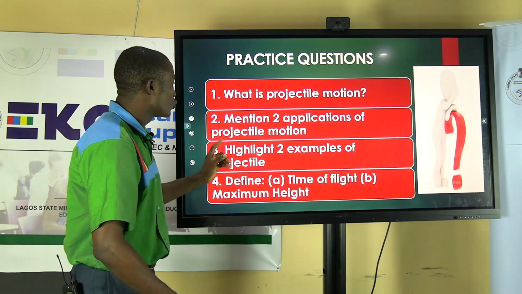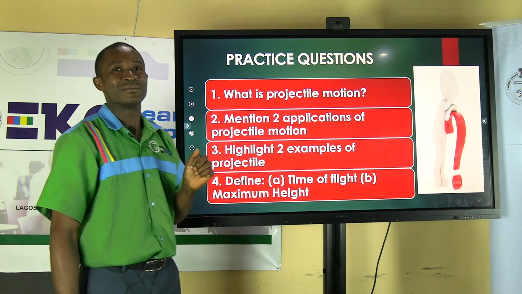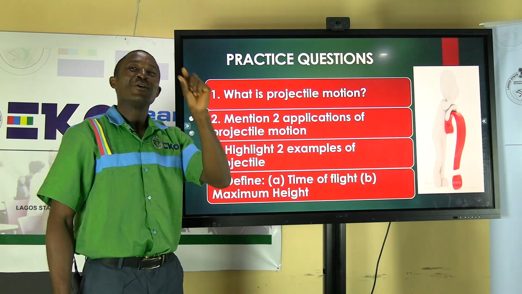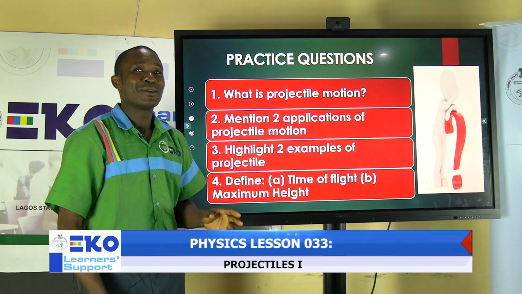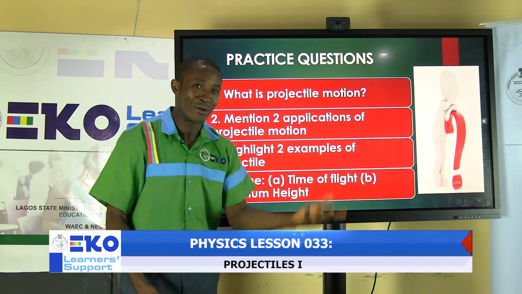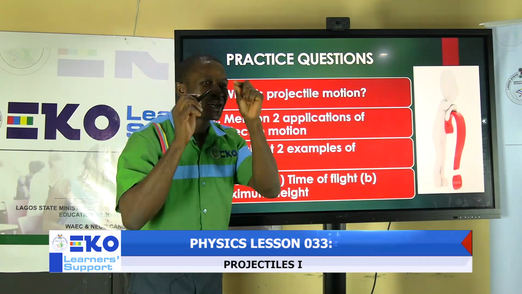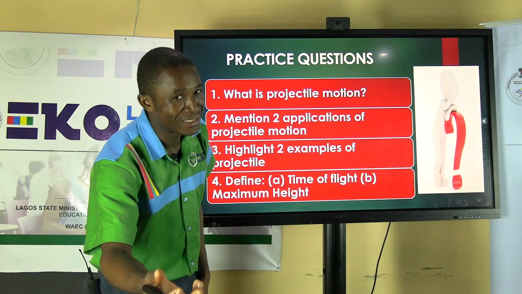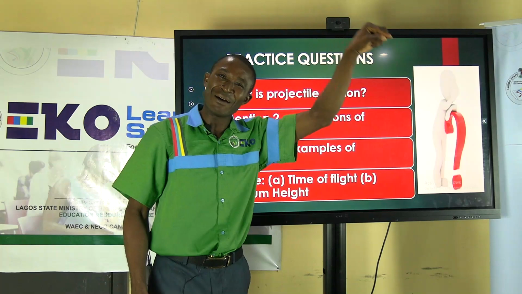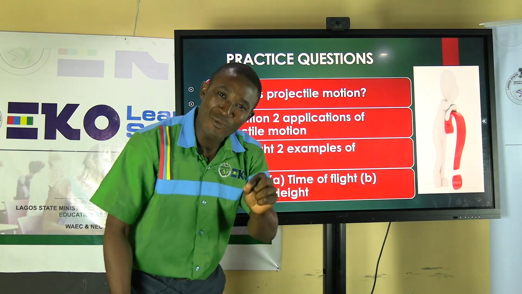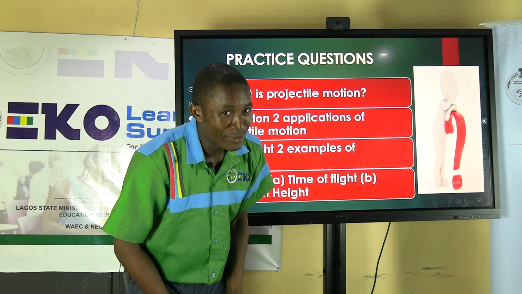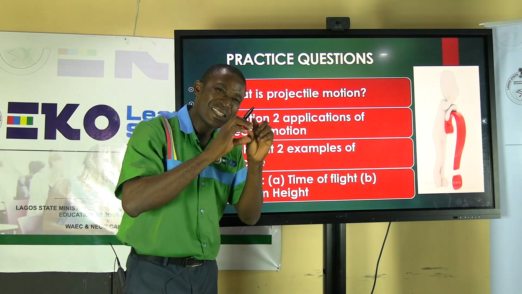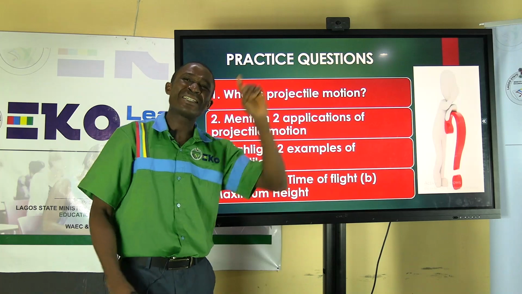Aside from that, 2 examples of projectile. Please, I want you to take note of this part of the question. 2 examples of projectile. Some of you will say, simple now, ball. It's not ball. It's a kicked ball. Don't tell me javelin. It's a thrown javelin. If you don't put it that way, you are wrong. It must be written accordingly. It is a kicked ball.